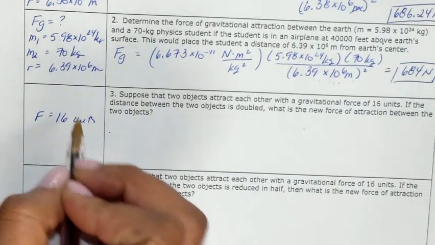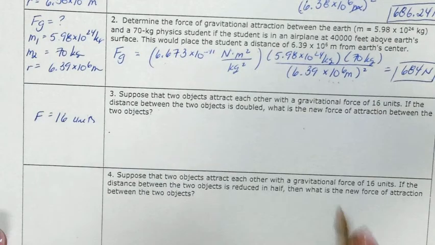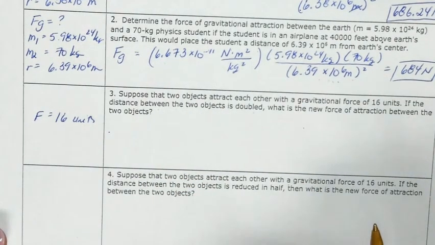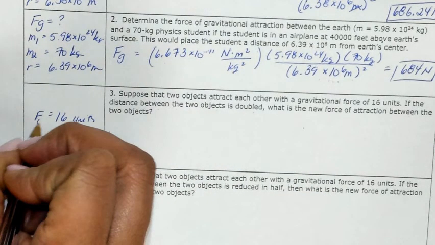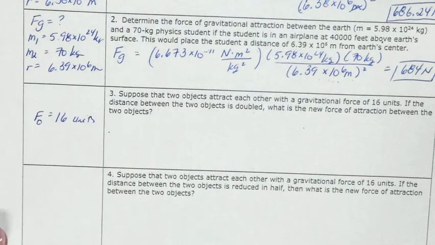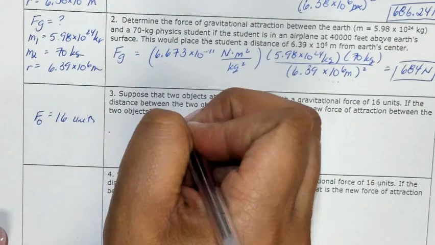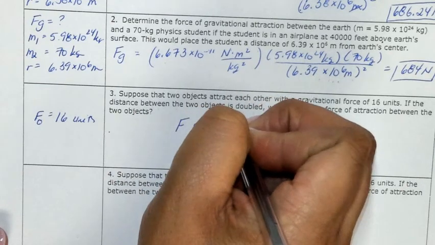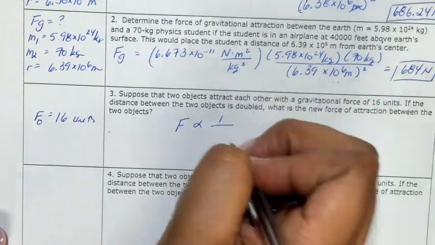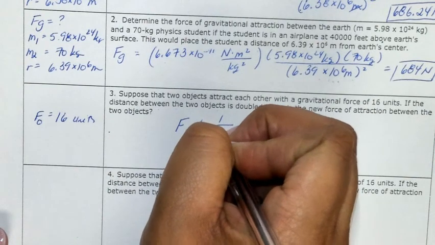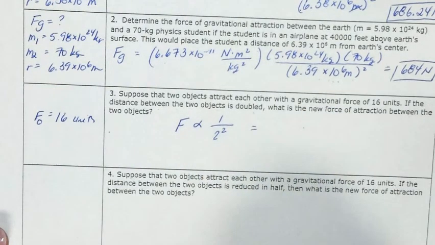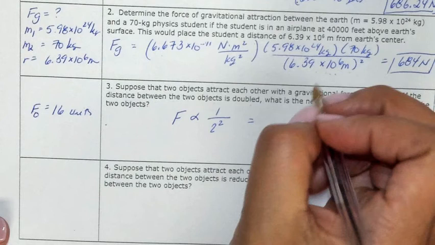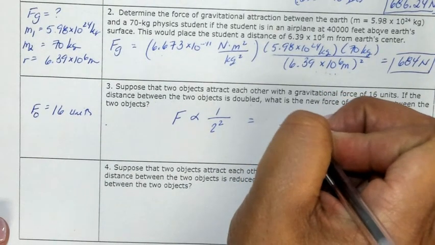So this is newtons over here, so 16 units. If the distance between the two objects is doubled, so what am I changing? Your radius, okay? What is the new force of attraction between the two objects? So we know that this is the original. You can think of F sub O, right? F is proportional to 1 over, you said you are doubling the radius. So 2 squared means what are you doing to the force then? 1/4. Okay, so this is going to be 1/4 of whatever the original is.